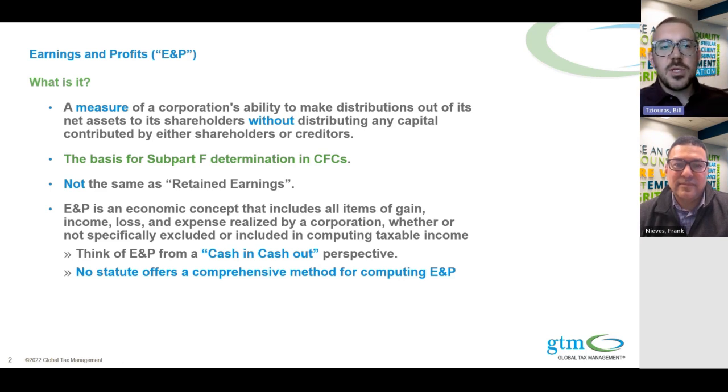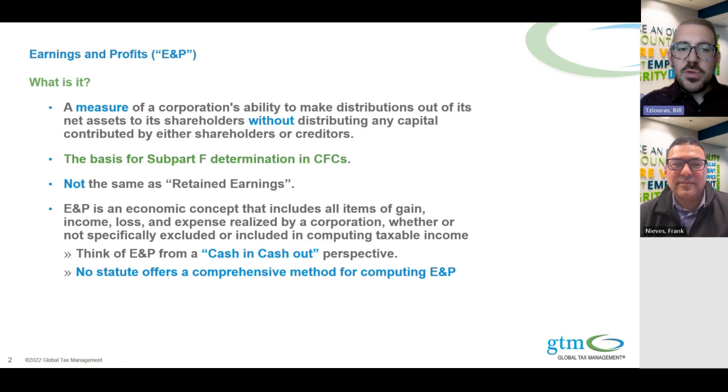It's also the basis for Subpart F determinations in your CFCs or controlled foreign corporations, as those income inclusions are really deemed dividends. Not the same as retained earnings, but it's also not the same as taxable income either, right? We really like to say it's an economic concept. It includes items of gain, income, loss, and expense that are realized by the corporation. So a good way to think of it is a cash in or cash out perspective.